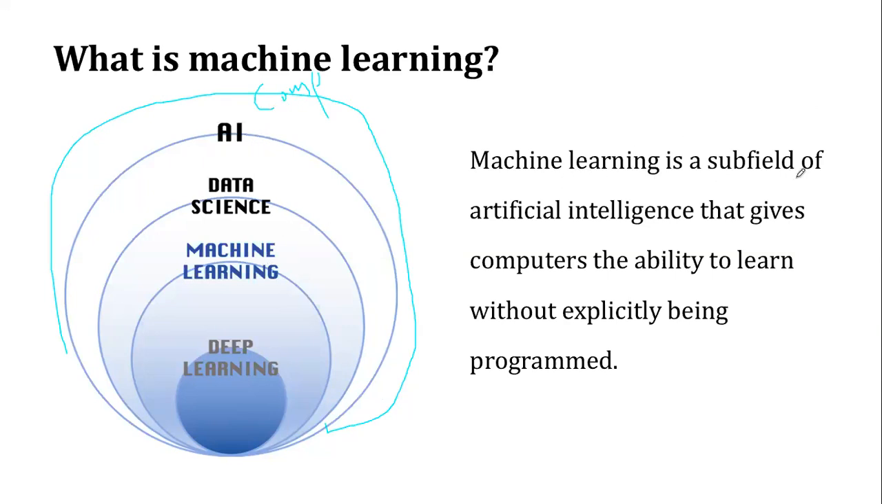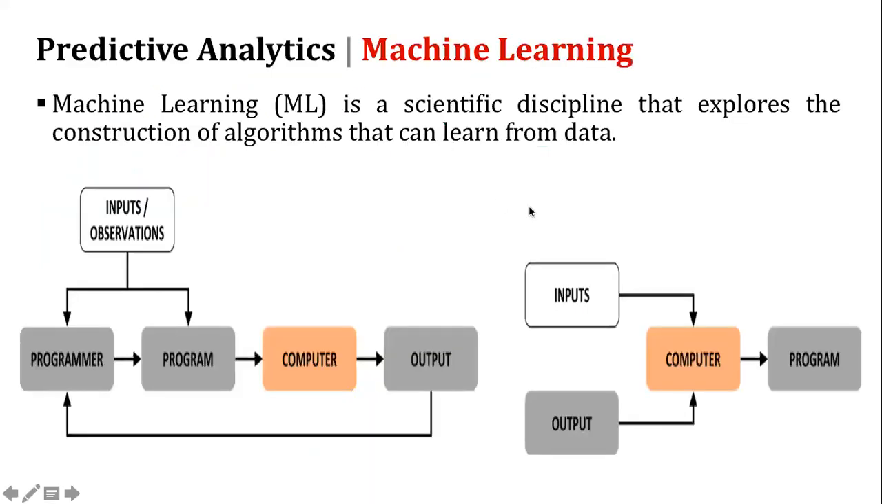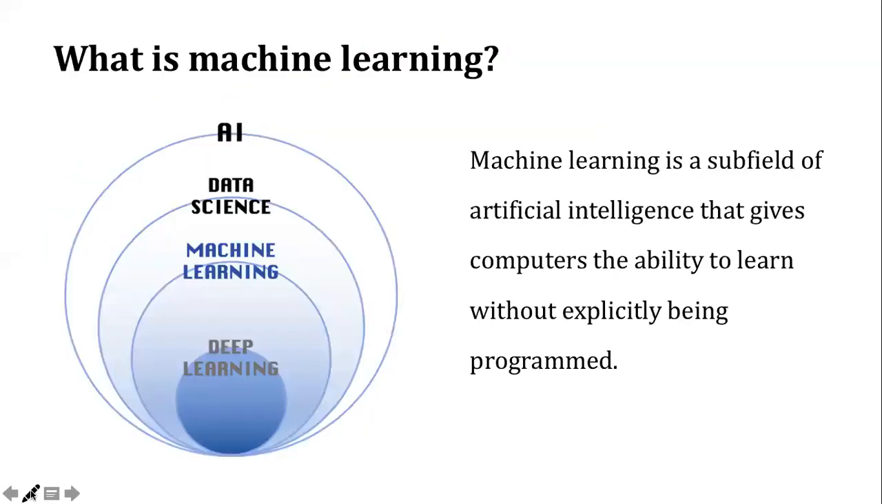So machine learning is a subfield of artificial intelligence that gives computers the ability to learn without explicitly being programmed. So we are not going to program the computers anymore. We let the computers learn by looking at the input and output. And then when we submit or upload the next set of data, the computer should be able to come up with the output, because previously it had learned from historical data, right? So we have submitted historical inputs.